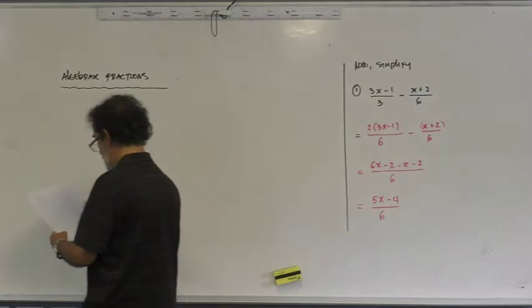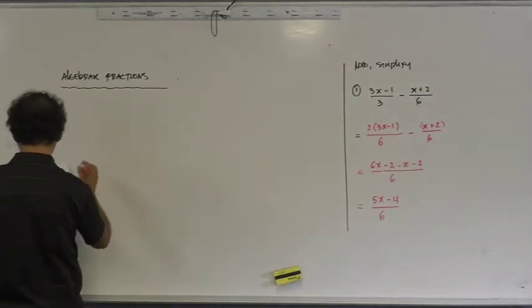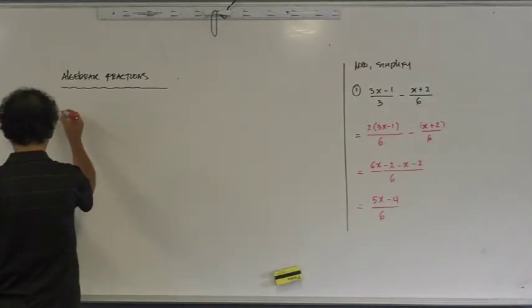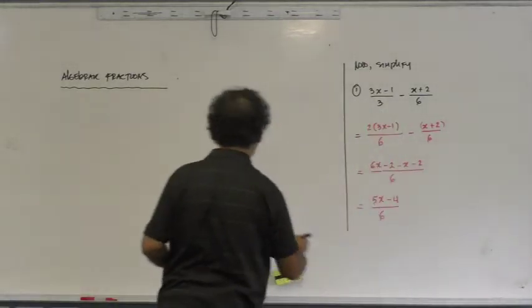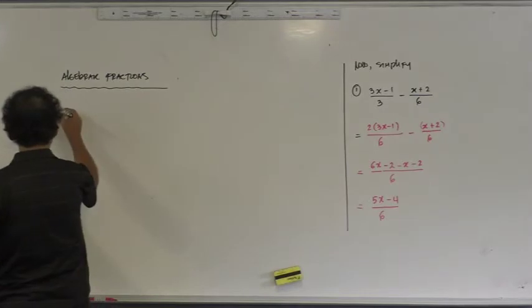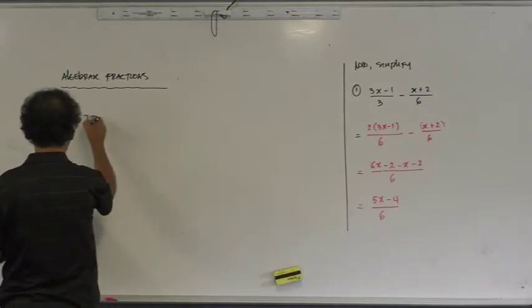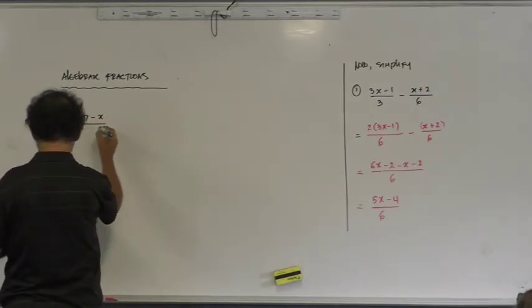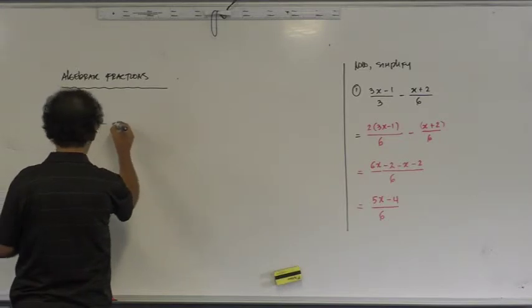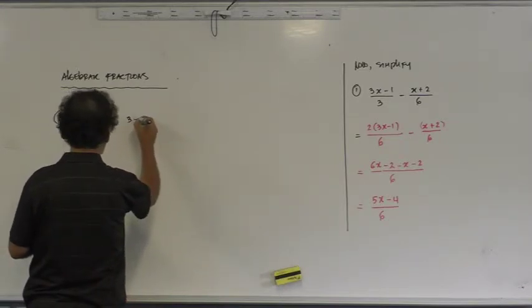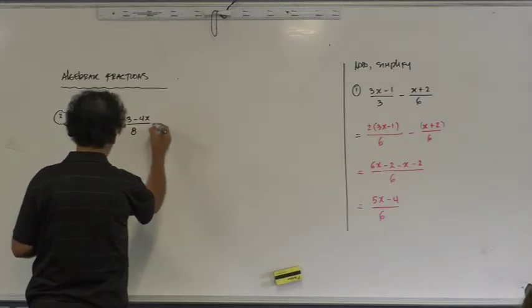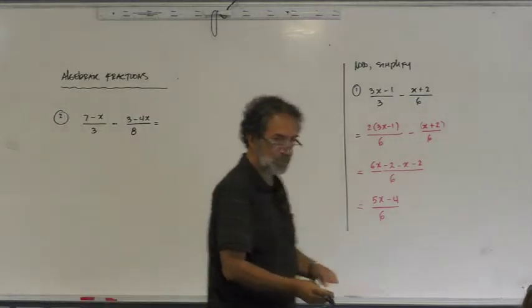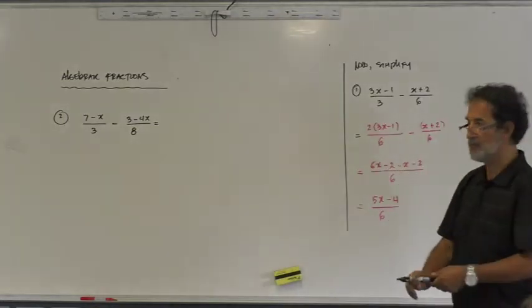All right, next. I want you to simplify this, please. So this is question 2. So this is 7 minus x on 3 minus 3 minus 4x on 8. Okay, can you please simplify that addition?